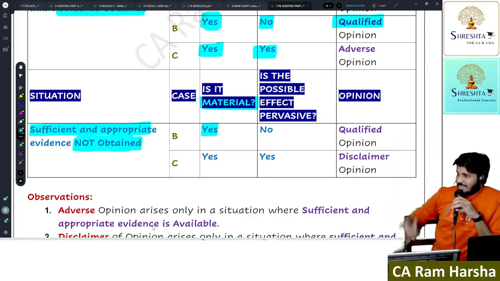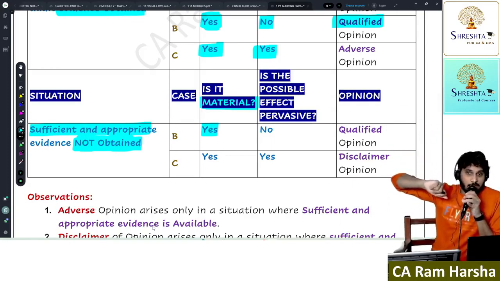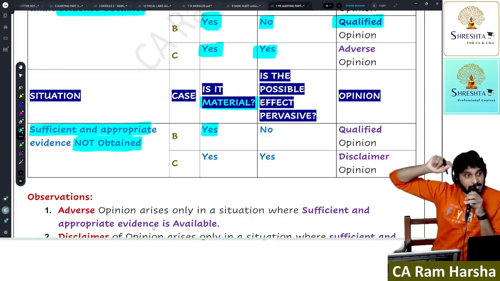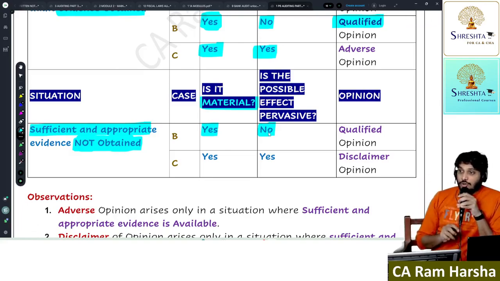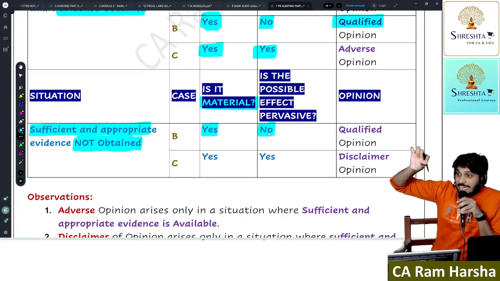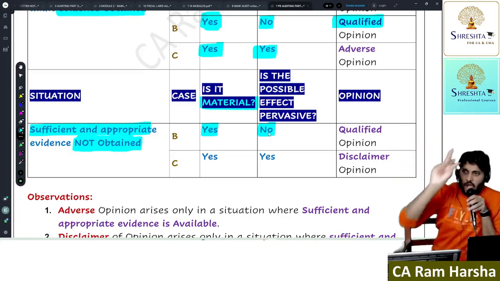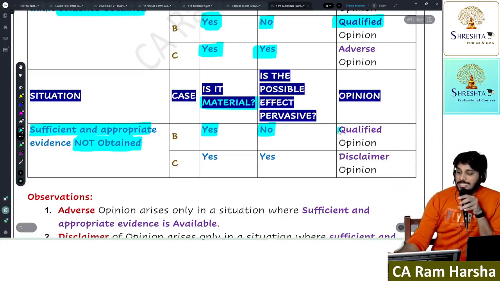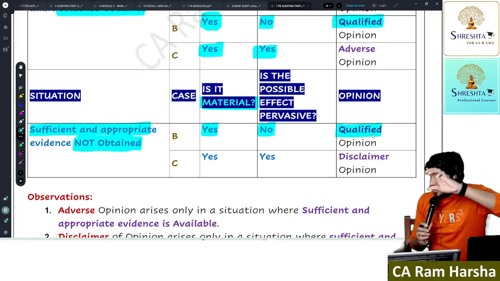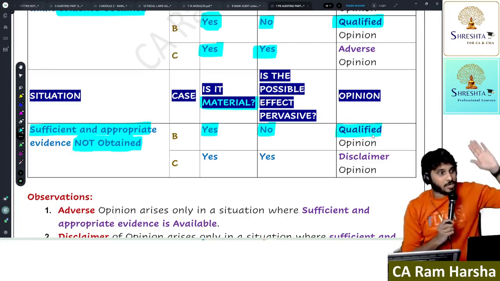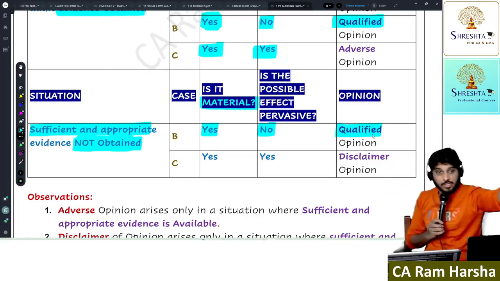Let us take a situation. Tomorrow, what if it is wrong? At that time, is it material? Yes. And is it pervasive? No. In such a case, whatever the item where you did not get evidence, that material item, except that, the remaining part you give opinion on. On that item don't give opinion. So which means indirectly, when I am excluding some portion, what is that opinion called? Qualified. When I am saying everything is right except something, it means what?